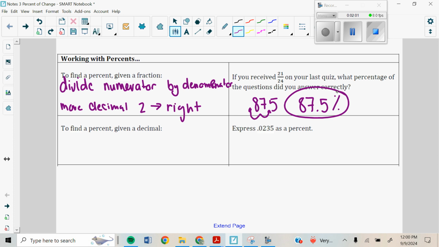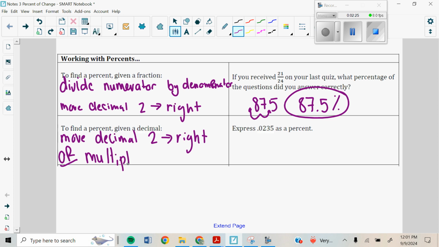All right, so to find a percent given a decimal, that's the second half of what we just talked about, we are going to move the decimal 2 places to the right. Or you can think about it as multiplying that decimal by 100. So if we look here, it says express 0.0235 as a percentage. You can move your decimal place 2 to the right, or you can times by 100, which both of them are going to give us 2.35%.